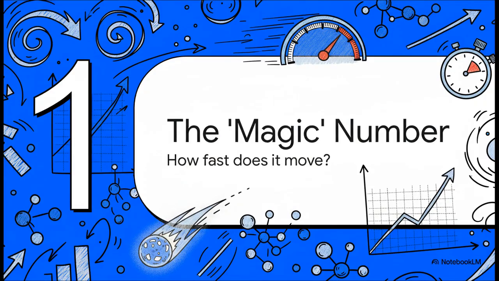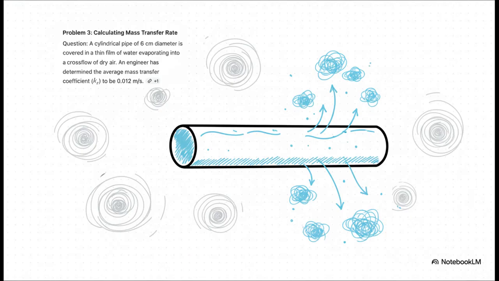Okay, so things move, we get that. But the real question, the one engineers live and breathe, is how fast? And believe it or not, it all comes down to this one kind of magical number that controls the speed of everything. All right, let's get our hands dirty with a real problem.